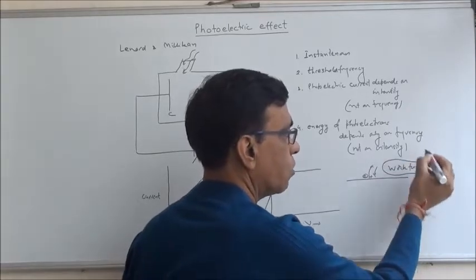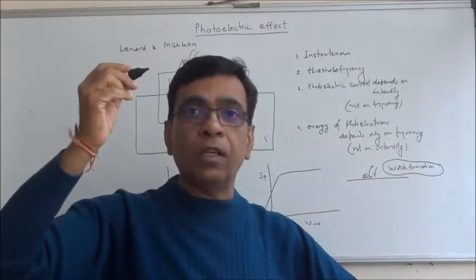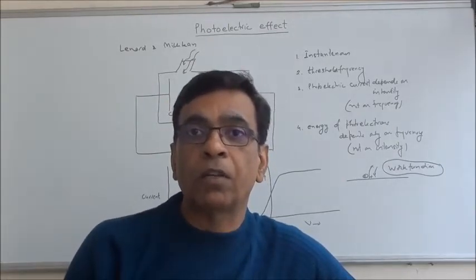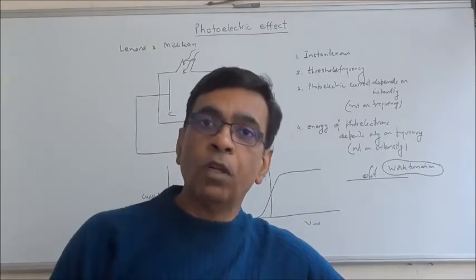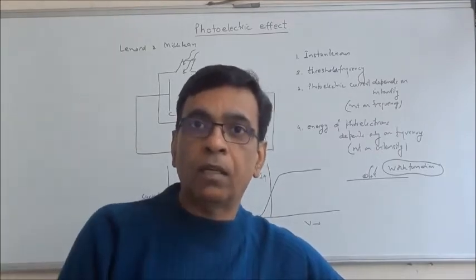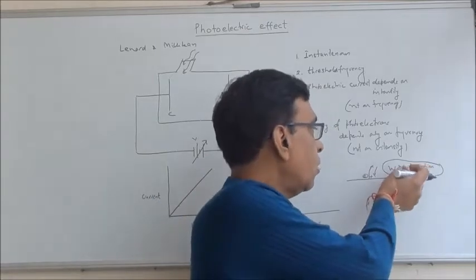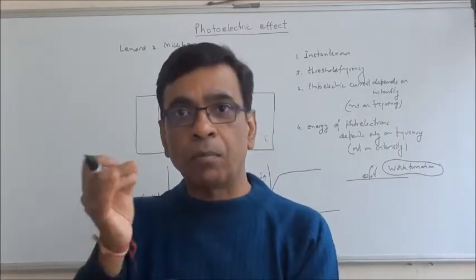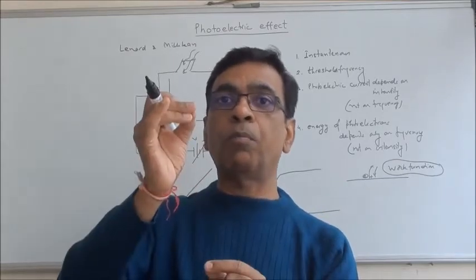So you may note it down somewhere. Work function is the minimum energy required by an electron to come out. Some electrons may need more than the work function because they may be inside. Work function is the energy needed by an electron which is at the top of the surface, ready to leave the surface. Some may be inside; they may need some energy to come up to the surface.